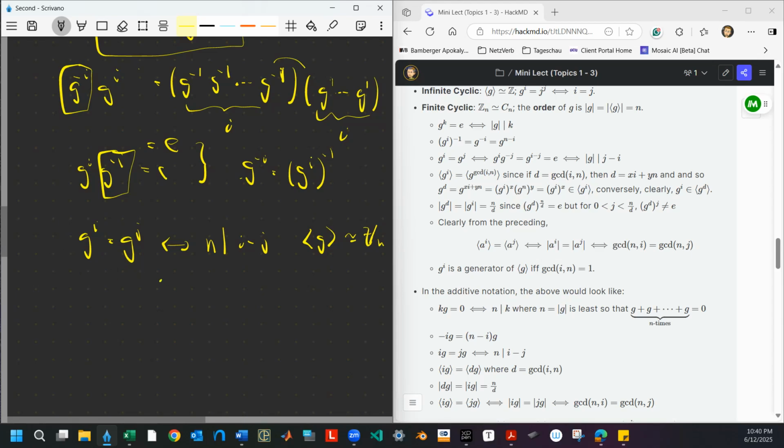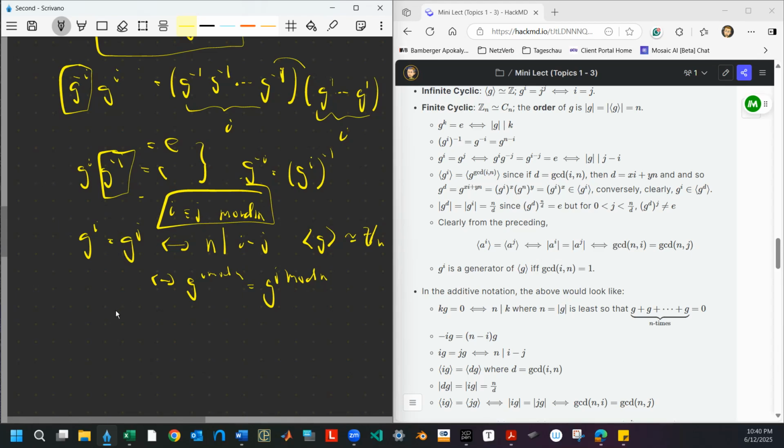So in other words, I could rewrite this as g^(i mod n) equals g^(j mod n). That would be saying the same thing, because that's one of our equivalents to this relation. There's two ways of writing that. One is to say n divides i minus j, another is to say that i mod n equals j mod n.